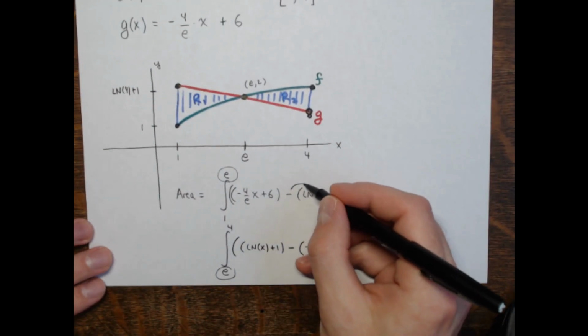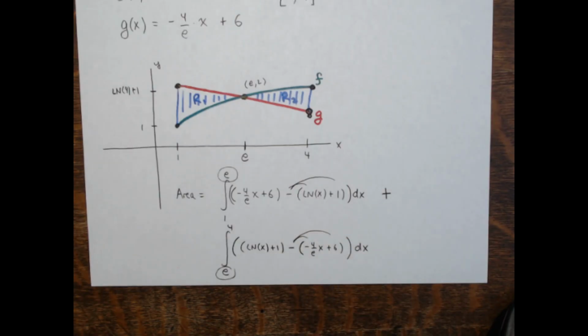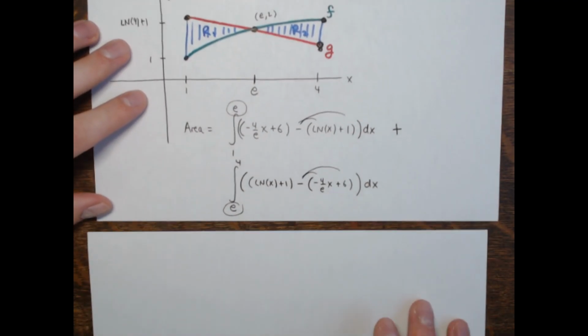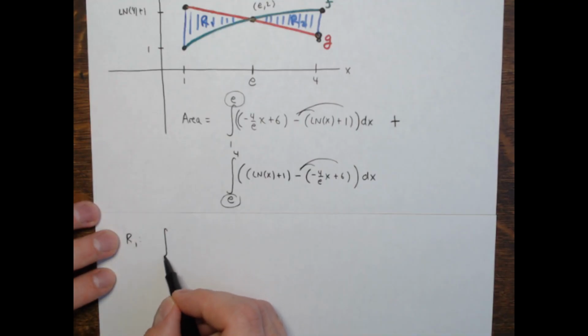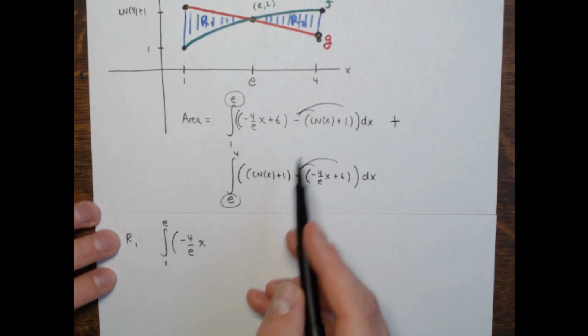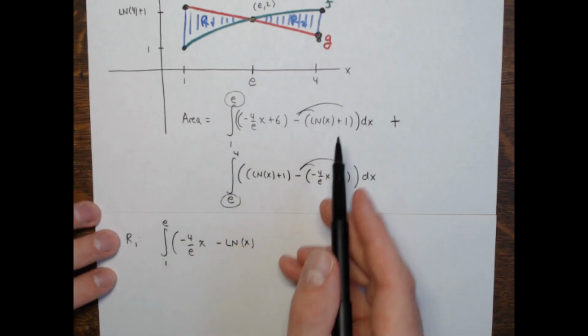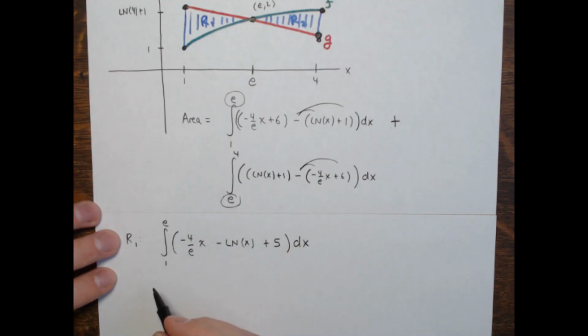All right, so let me distribute the negatives on these, and we'll work on these on the second page. All right, I know I said I'd go to Desmos here, but you get the idea of this little bow tie region. So for region number 1, again, this is the integral from 1 to e, where you got negative 4 over e times x, then minus the natural log of x, and then you got 6 here, minus 1, so that'd be plus 5, with respect to x. So let's find this area.